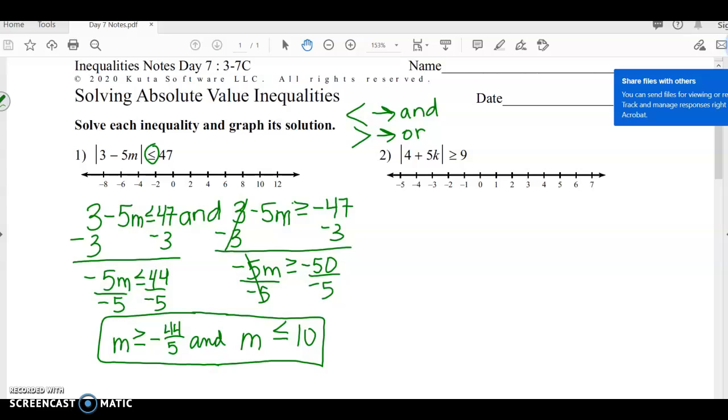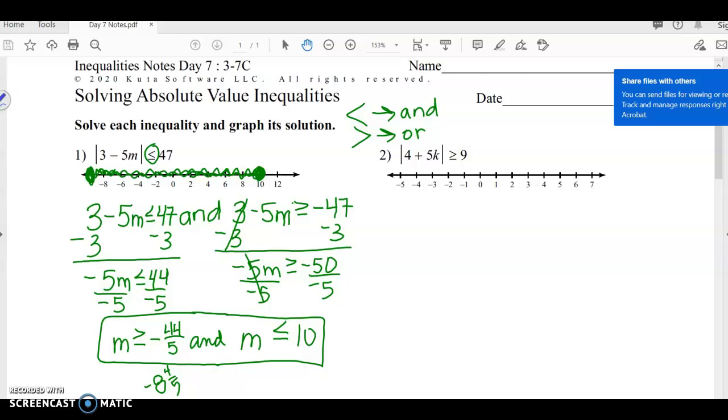Easy one first. Solid dot at 10, going to the left. 44 over 5. Let's see, 5 goes into 44 8 times, so this would be negative 8 4/5. So just a little bit more than negative 9. And we're looking at a solid dot to the right. So I'd be in between these 2 points.